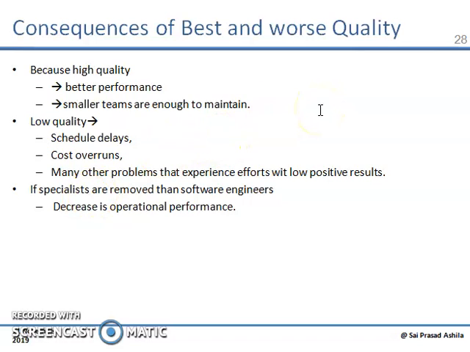The consequences of best and worst quality: high quality comes from the best performance, smaller teams, and good maintenance teams. And low quality comes from schedule delays, cost overruns, and many other problems that experience effort with low positive results.